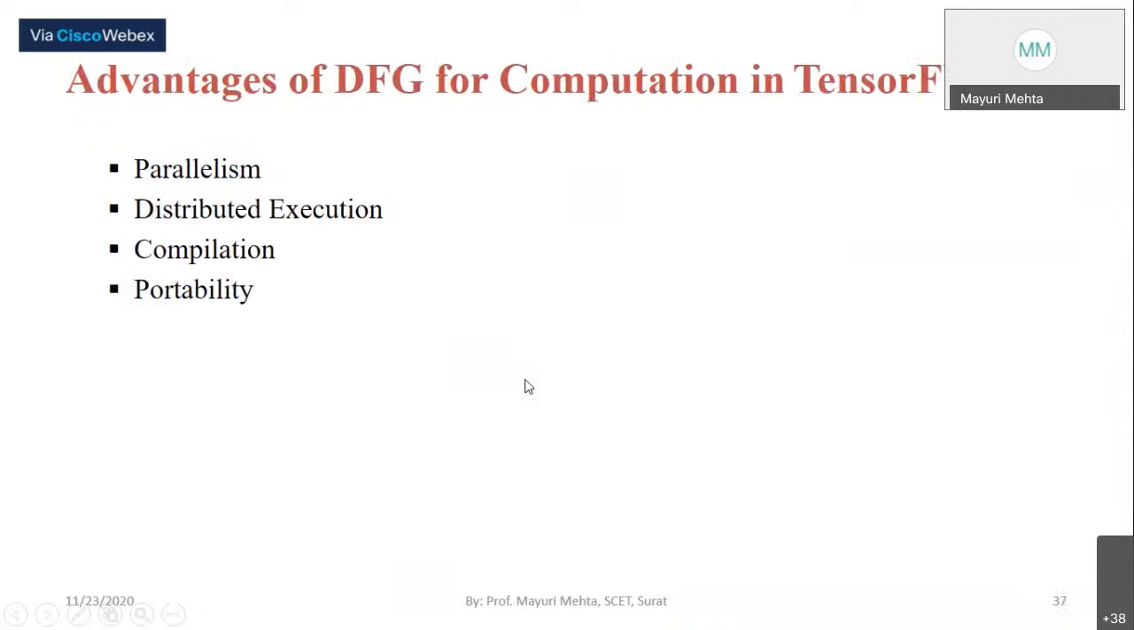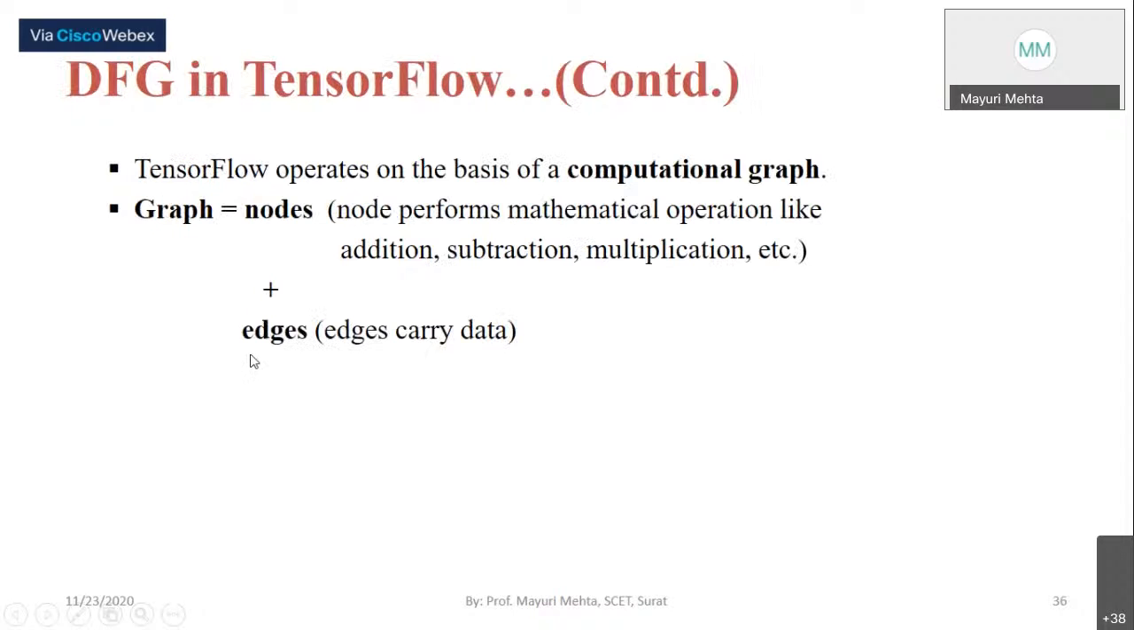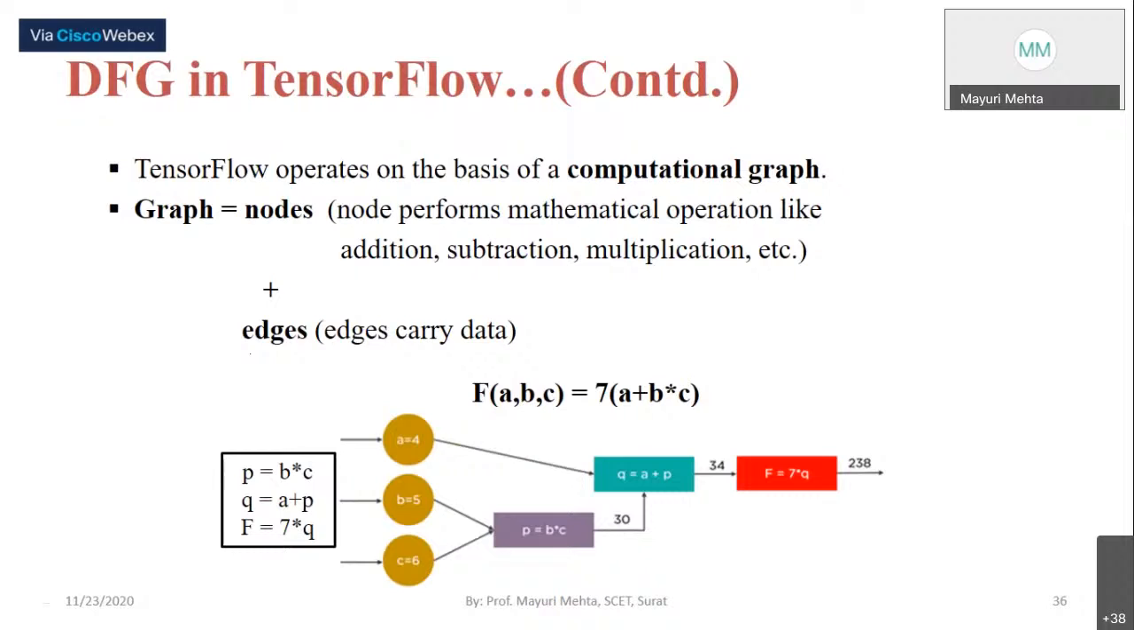Okay, the next advantage is that it supports faster compilation. TensorFlow uses the XLA compiler. XLA stands for Accelerated Linear Algebra. It uses the XLA compiler that can use the information in your data flow graph to generate faster code by fusing together adjacent operations, right? So this faster compilation is provided by it. And portability: the data flow graph is a language independent representation of the code, right?